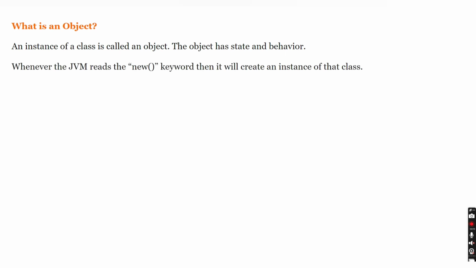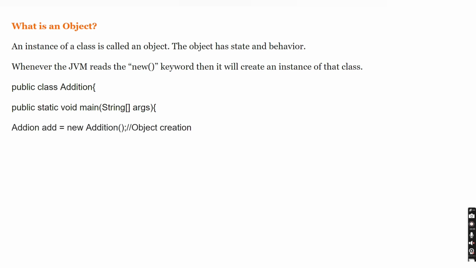So how to create the object? We know we need to provide the class name, and then you need to instantiate that particular object with the help of the new keyword. Whenever the Java virtual machine, JVM, reads the new keyword, it will create an instance of that class. As we have created a class addition already, inside the main method of that class you can create the object. This is the way in which the object creation happens.